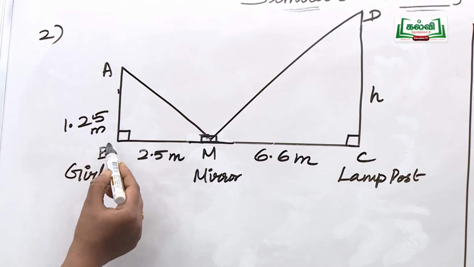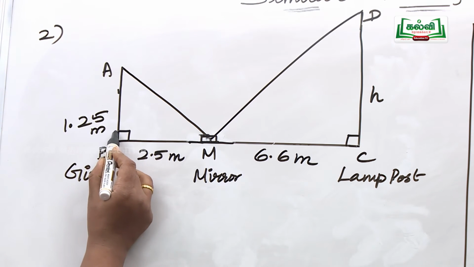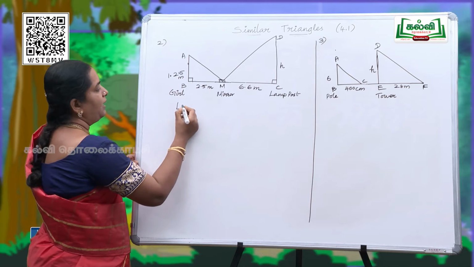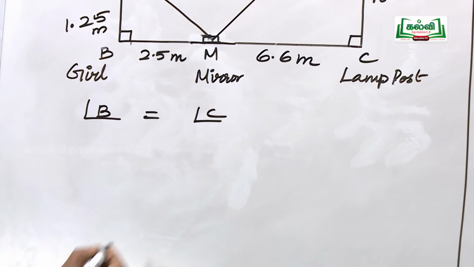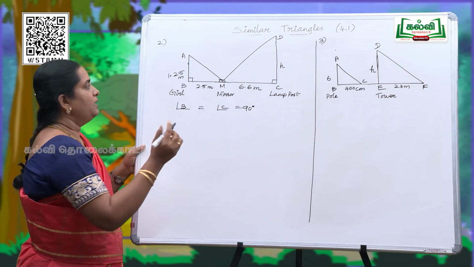See, the girl's height is 1.25 meters and the distance between the mirror and the girl is 2.5 meters. And look at the angle here, it is 90 degrees and this is also 90 degrees. So let us say that angle B is equal to angle C, which is equal to 90 degrees. So in these two triangles we are going to check.